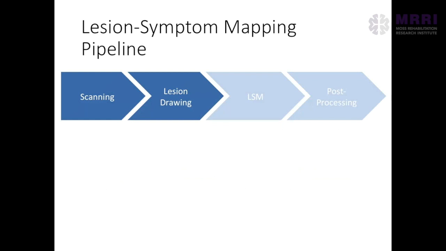Okay, so just to quickly recap, we've worked our way through the first part of our lesion symptom mapping pipeline. We've talked about scanning and lesion drawing. Where we are now is the point where we actually want to run an analysis, and then we're going to talk about what to do with the output of that analysis. Last time we also talked a little bit about voxel-based lesion symptom mapping, or VLSM, which is the technique that was used for quite a while until about 2014 or so. And that was sort of the standard.